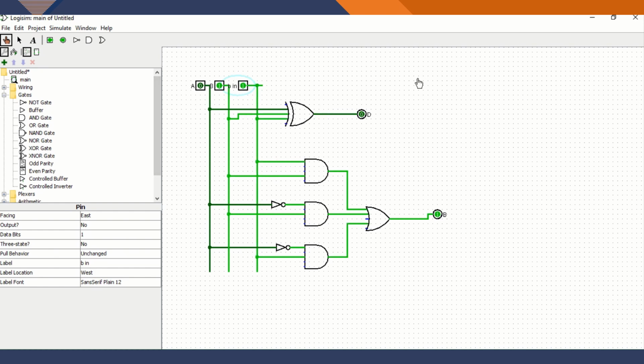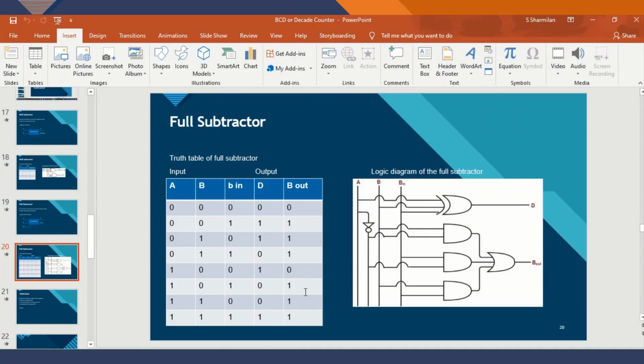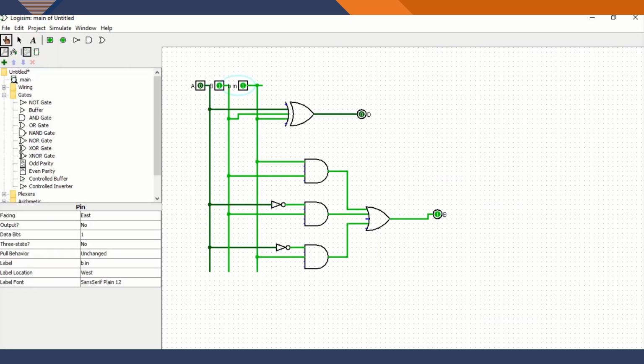Here my difference D equals 0. Here I have a 1 borrow. Now I am going to check the fifth condition. A equals 0, A equal 1, B equals 0, B in equal 0. Now I am going to change A equal 1, B equal 0, B in equal 0. My output is D equal 1, B equal 0.